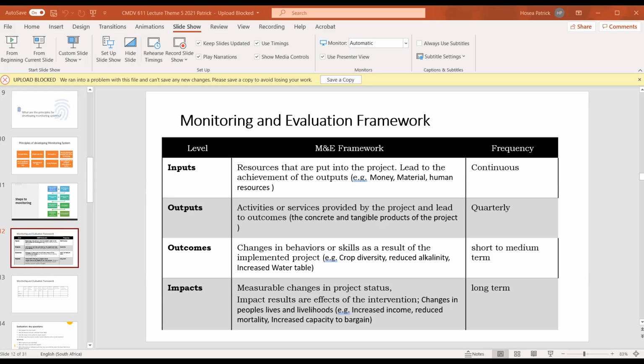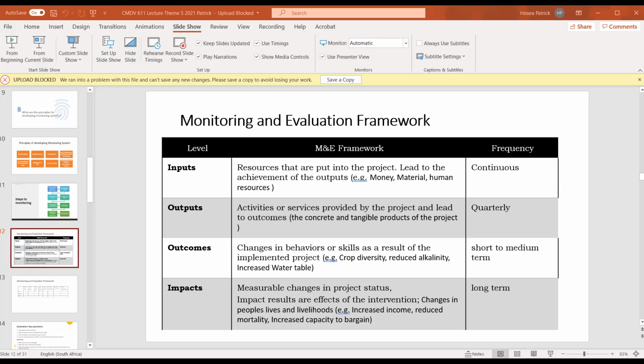And when we come to the framework for monitoring and evaluation at this point, under the inputs, we are looking at what? The resources that we are supposed to put into the project, right? What are the resources we need to put into the project? Here, we look at the budget constraint itself. We look at the material, the human resources, the capital resources, and the likes, that we put into the project. Under the input, it is always a continuous thing, right? Monitoring at that place is continuous.